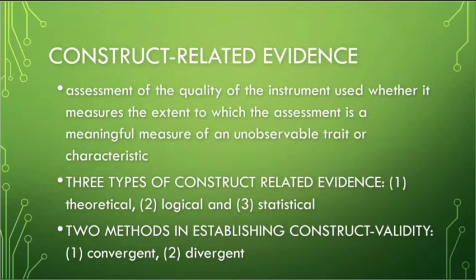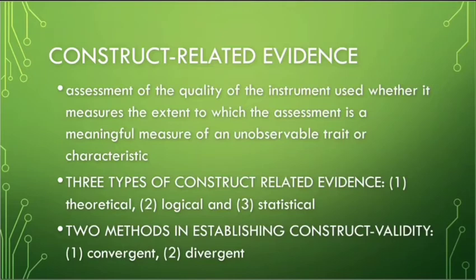There are three types of construct-related evidence. It could be theoretical, it could be logical, it could be statistical. An example of construct-related evidence is assessing motivation to learn. That's the individual characteristic, in which one may find that the data on task value and achievement goals may be consistent or aligned with the theory of the construct. Like your level of motivation correlates with the task value and achievement goals that you have.